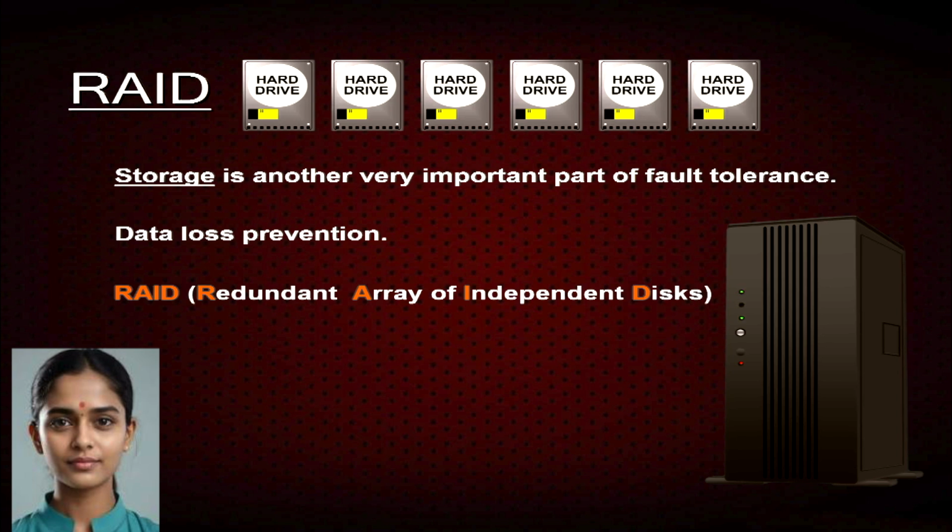RAID stands for Redundant Array of Independent Disks. In a RAID setup, the data is copied on multiple disks, so that in the event of a disk failure, no data would be lost. Now, there are four common types of RAID. There is RAID 0, RAID 1, RAID 5, and RAID 10.